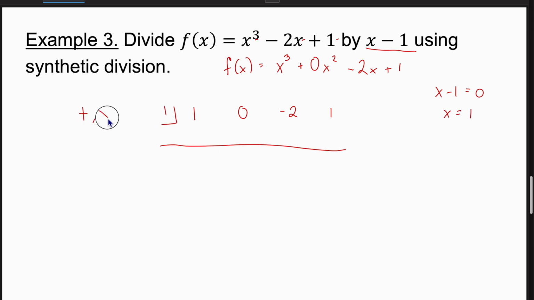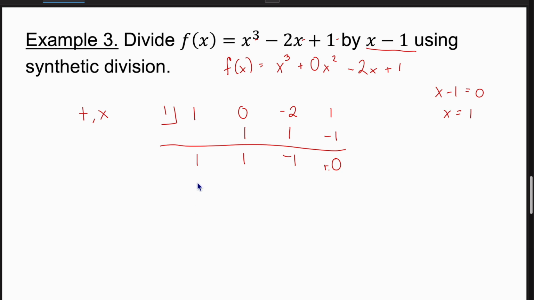Then, plus times. Okay, 1 plus 0, that is 1. 1 times 1, that is 1. 0 plus 1 is 1. 1 times 1, that is again 1. Negative 2 plus 1 is negative 1. 1 times negative 1 is negative 1. So, our remainder is 0.